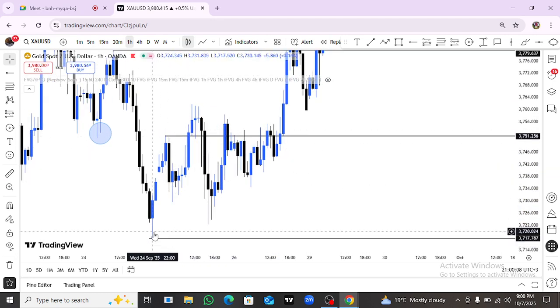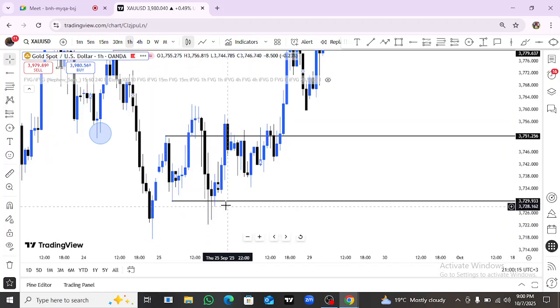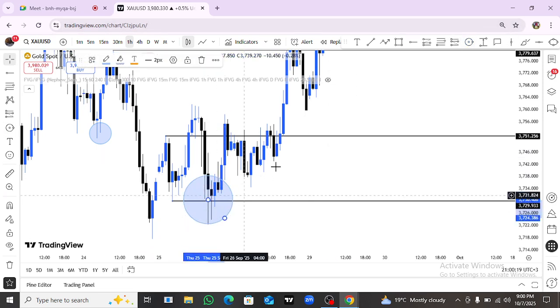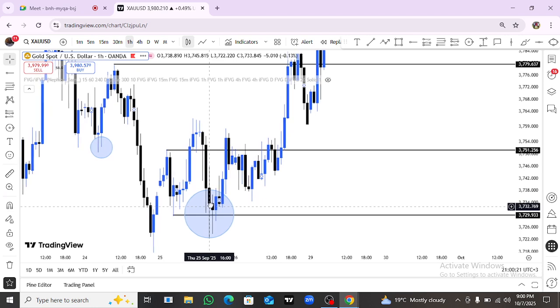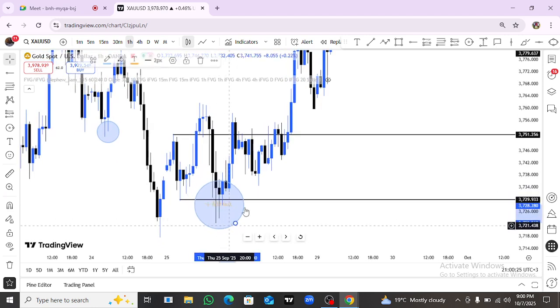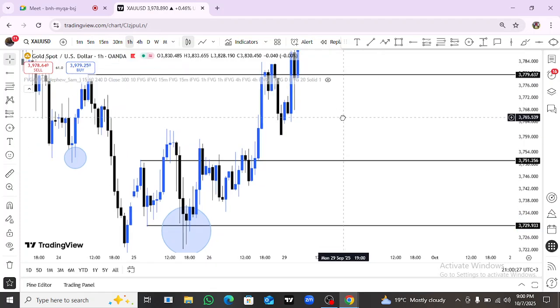Let's look at another scenario. You can see this was a low, and this was the high. So you can see this was the low. What happened? You can see price came and swept the low. So if you had your confirmation, you would have taken advantage of this one, and you would be able to catch a very beautiful buy from this zone targeting above.